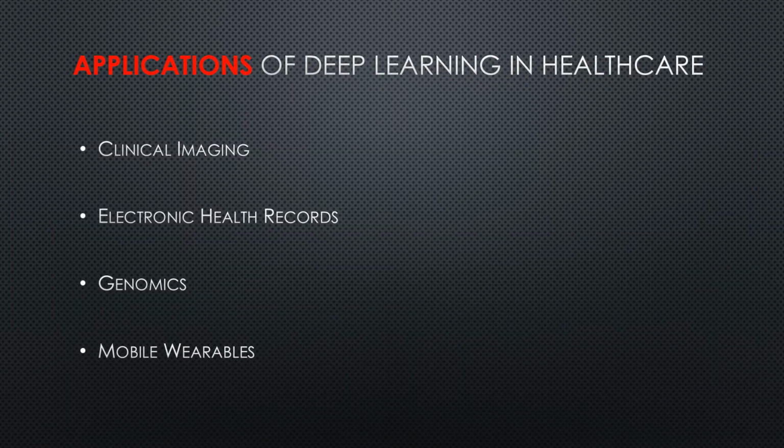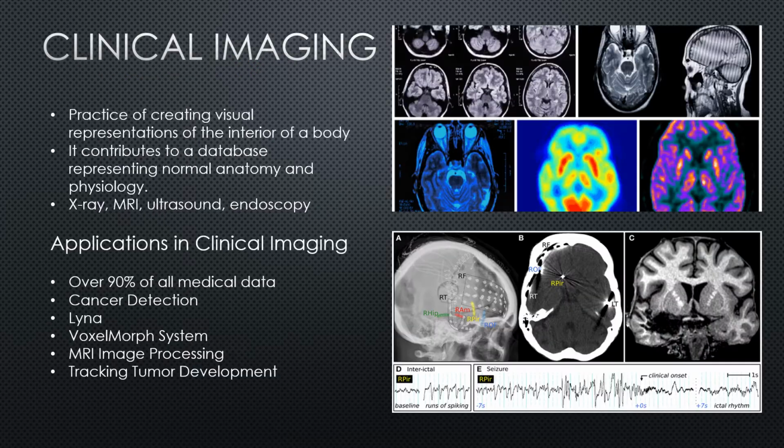Now let's see applications of deep learning in healthcare. There are four major primary fields in the applications of deep learning in healthcare, which are clinical imaging, electronic health records, genomics, and mobile wearables. Let's see their sub-applications one by one. Let's talk about clinical imaging.